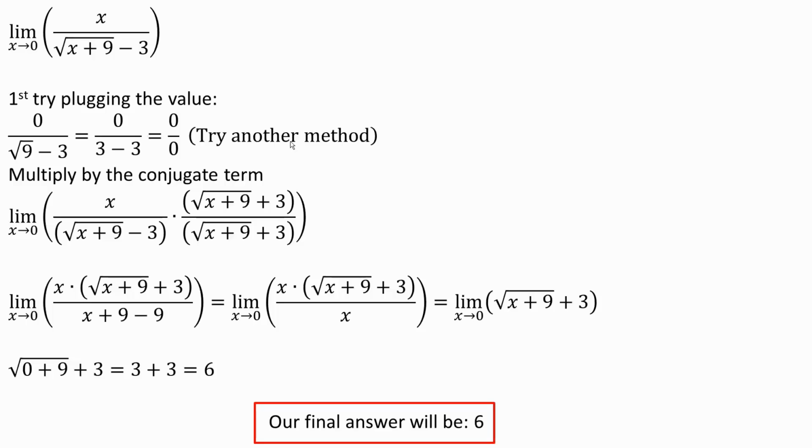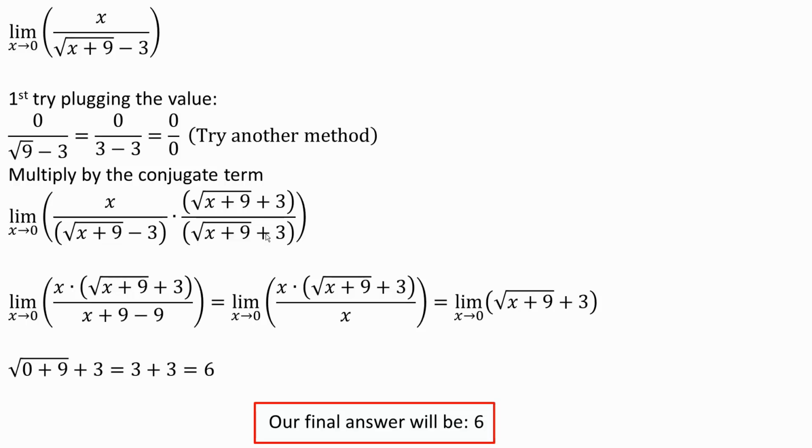For this method, I will multiply by the conjugate term. In typical problems where you have a square root and then a negative sign, you're going to want to multiply by the conjugate. So what I'm going to do is multiply by the conjugate, which is the square root of x plus 9 plus 3. If I do it on the numerator, I have to do it on the denominator, so I'm not really making any changes, because this together is simply 1.